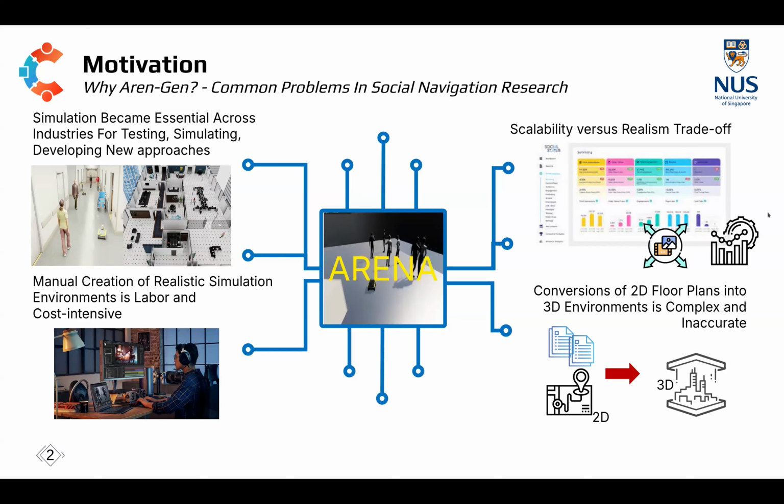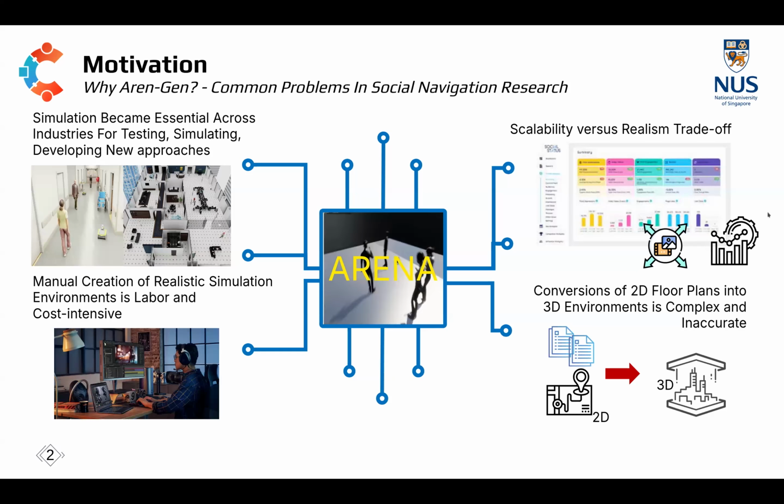Another thing is, of course, manually creating these environments is a very, very tedious process and it's cost intensive, especially if you want to have a very realistic simulation. But at the same time, it's very essential to have a realistic simulation to test your approaches before you can deploy them on a real robot. And so there will always be a scalability versus realism trade-off, which we want to address. And another thing is also the conversion of 2D environments to 3D, which is, for example, used in photorealistic simulations. It's also a tedious process.